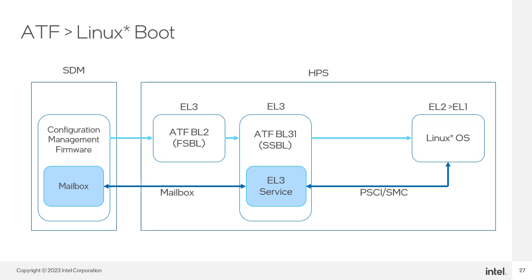3. The ATF-BL2 jumps to ATF-BL31. 4. The ATF-BL31 sets up the GIC, EL3 environment, and initializes the PSCI services. 5. The ATF-BL31 jumps to the Linux OS.